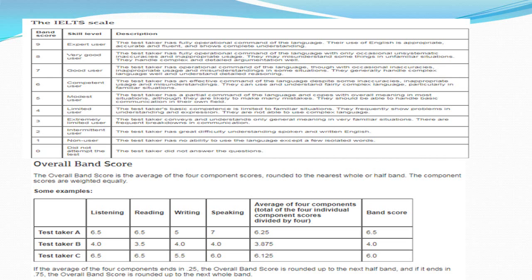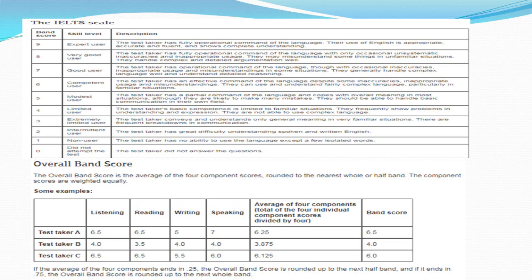The test taker has a partial command of the language and copes with overall meaning in most situations, although they are likely to make many mistakes. So they should be able to handle basic communication in their own field. Score 6, competent user. The test taker has an effective command of the language, despite some inaccuracies, inappropriate usage and misunderstandings. So they can use and understand fairly complex language, particularly in familiar situations too.